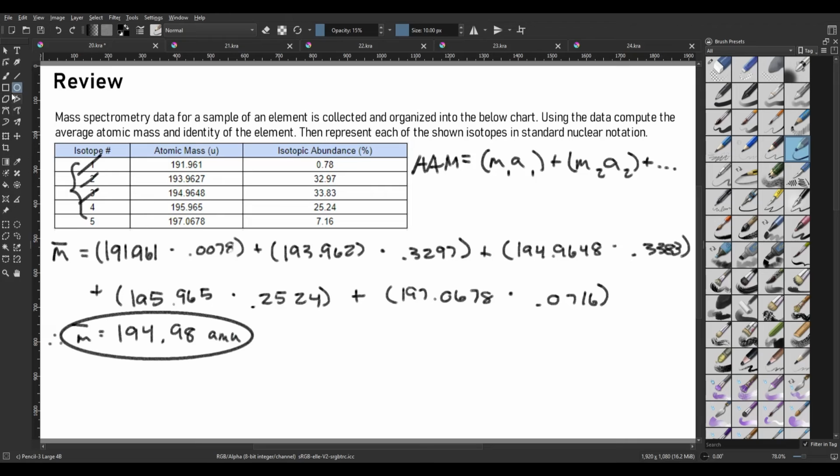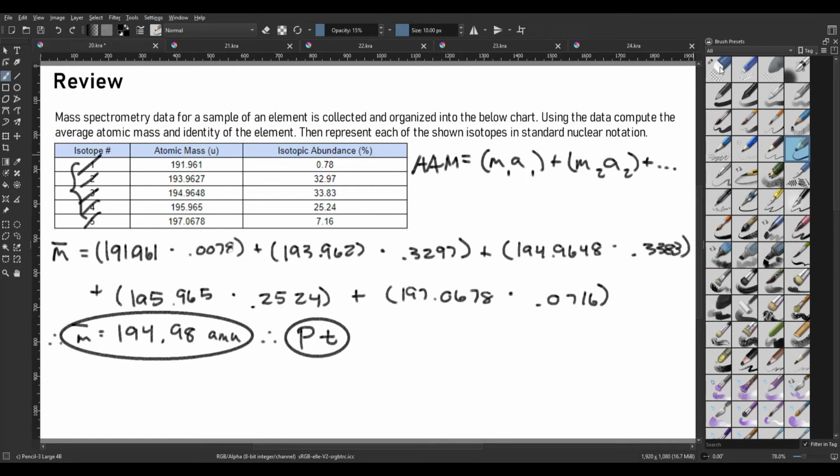If you look at our periodic table, what element is closest to this average atomic mass? And the answer is platinum. Platinum is element number 78, so that means that the element in question is platinum. So we have our average atomic mass calculated. We know the identity of the element. So now I'm going to write the standard nuclear notation of all the isotopes. So we have 5 isotopes we need to look at here.